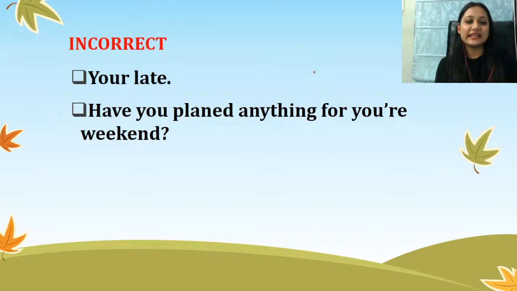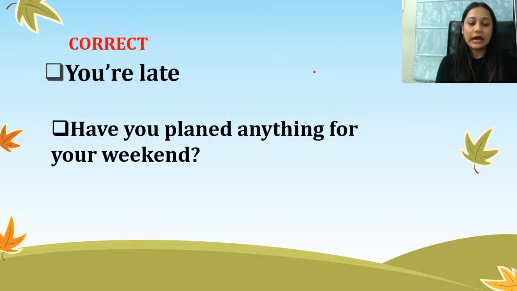Now, how do we say it incorrectly? We say you're late, or maybe when we are writing, have you planned anything for you are weekend? No, guys, this is simply incorrect. How you need to say it is, you are late. Have you planned anything for your weekend? So that is you are, and herein it is your.